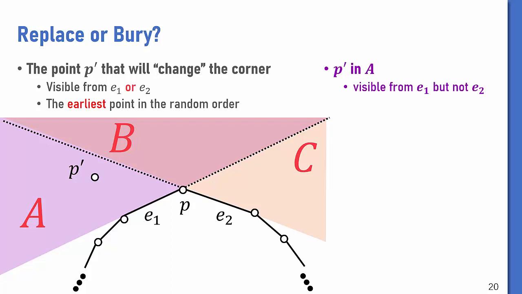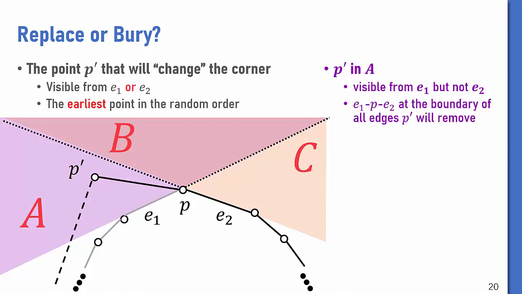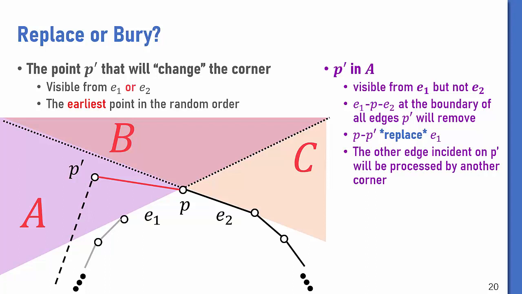The edges removed by P' would look something like this. There are some consecutive edges from P to the left. So E1, P, E2 is at the boundary of all the edges P' will remove. In this case, we will build a new edge P' and let P' remove E1. Also, there will be another edge incident on P', but it will be processed by another corner. So the corner E1, P, E2 doesn't need to worry about this.